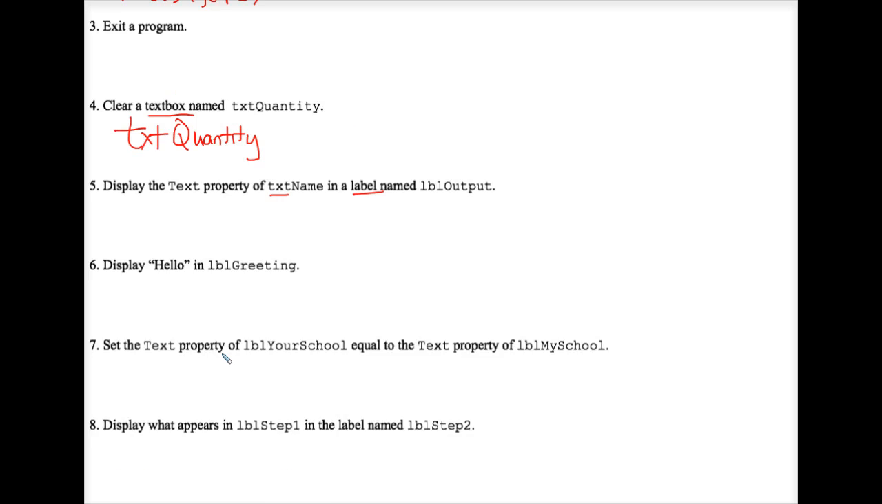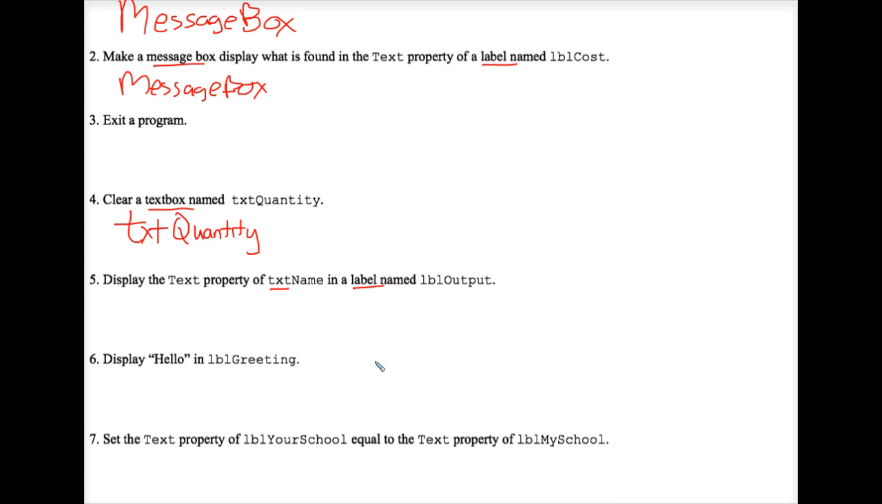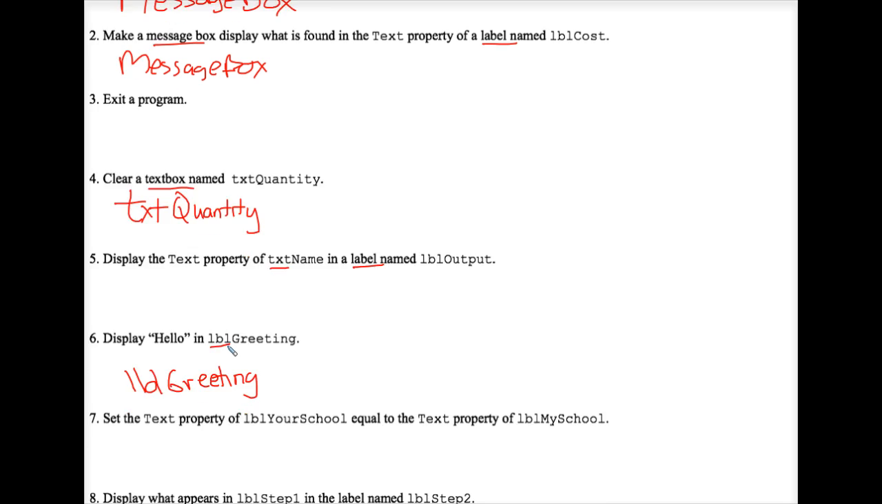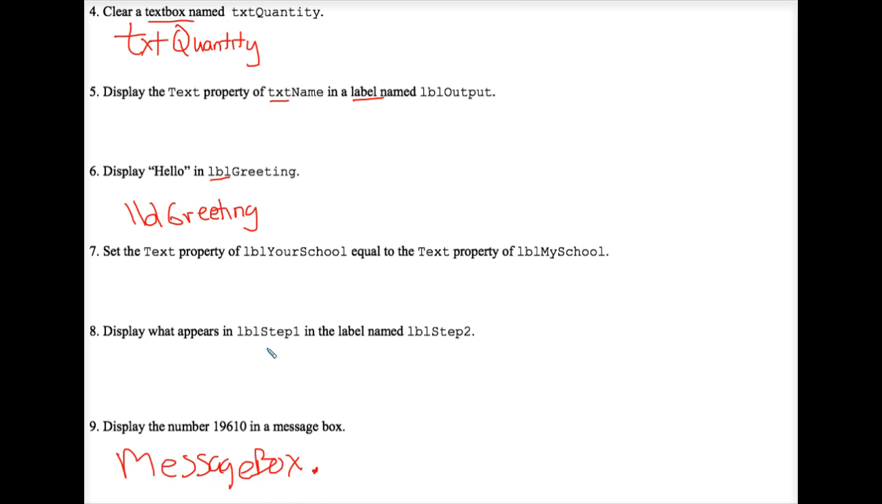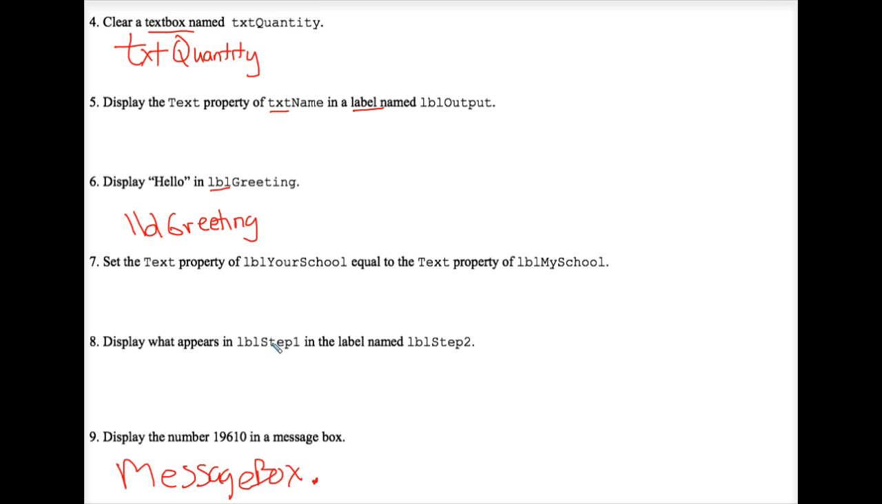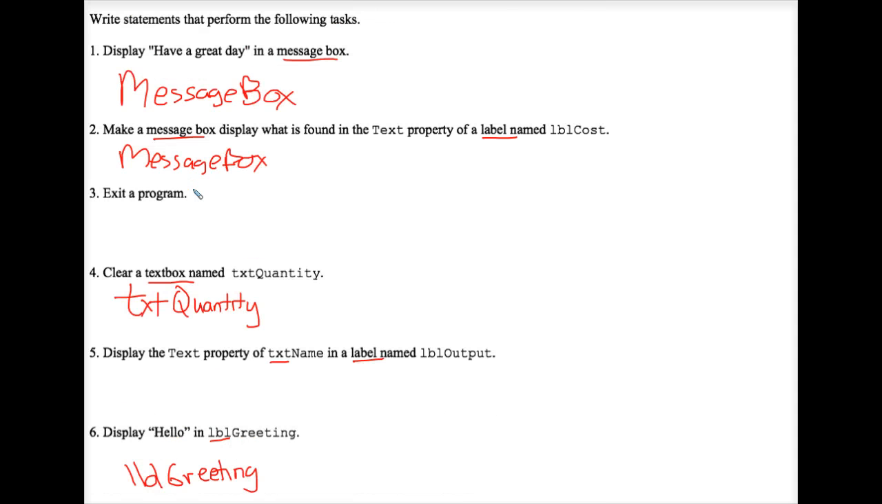Okay, the rest of the questions have to do with labels, specifically number 6. You know that this is a label because the prefix that's being used here is lbl. The name of the label is lbl greeting, just like the name of the text box up here, number 4, is txt quantity. So in general, the name of the object that you're presenting information in is the first thing that you have in the answer.